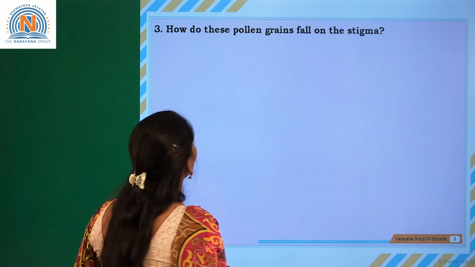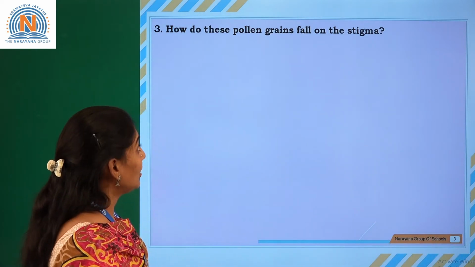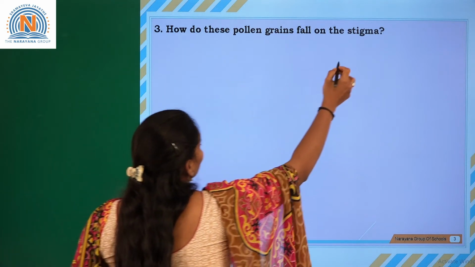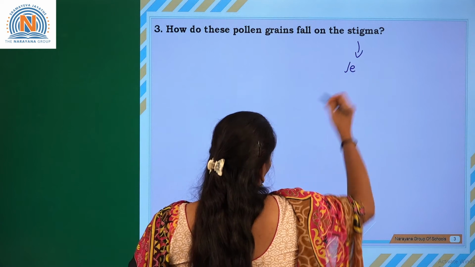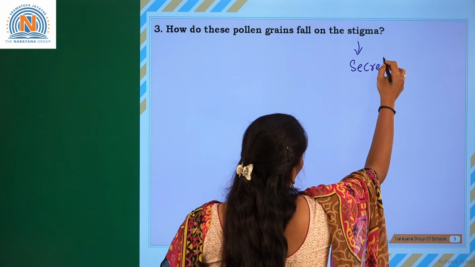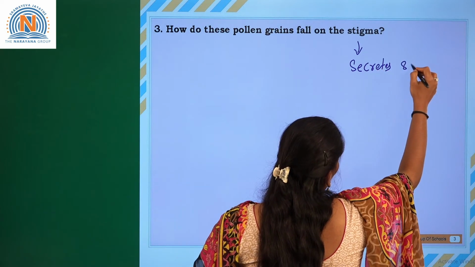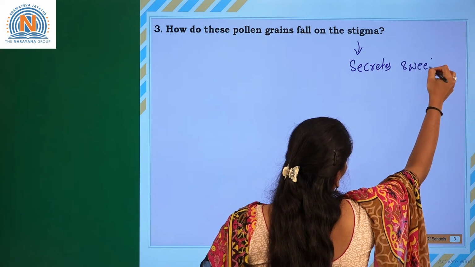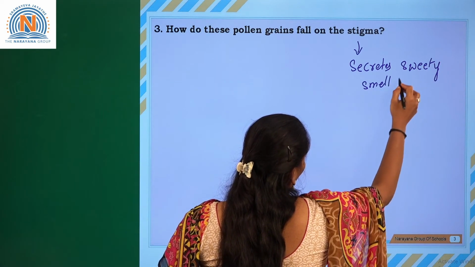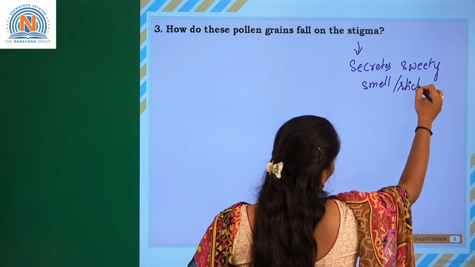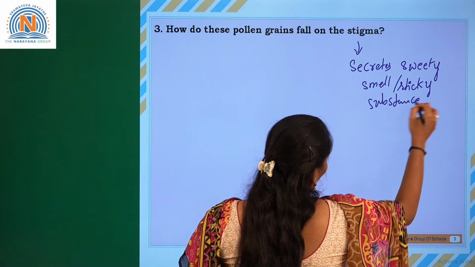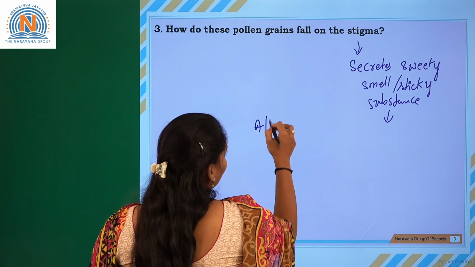The next question is, how do these pollen grains fall on the stigma? The stigma secretes sticky and sweet-smelling substances, which attract the insects.